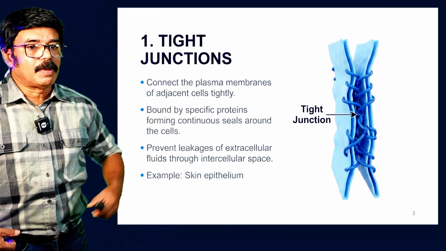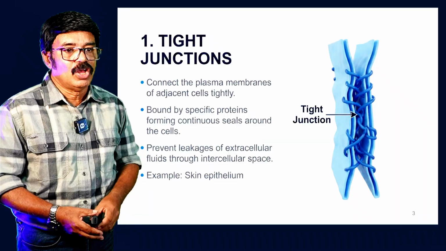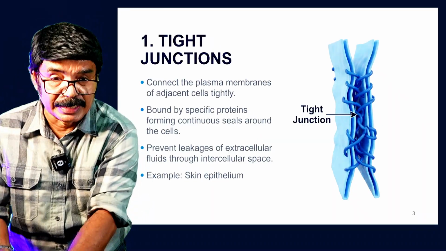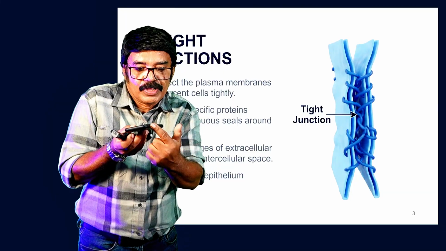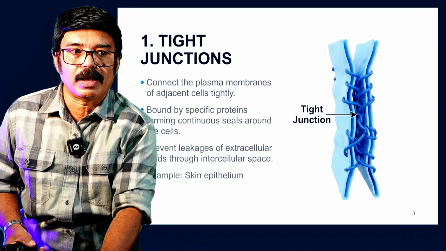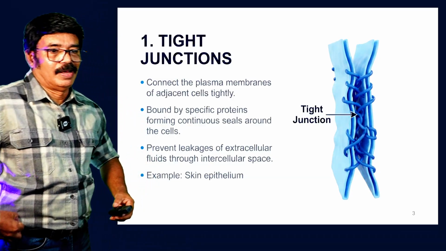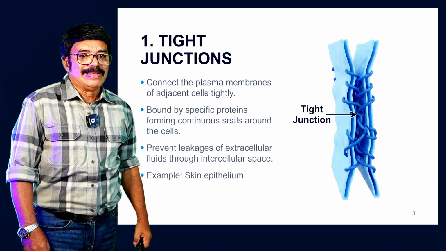So it connects the plasma membranes of adjacent cells, tightly bound by specific proteins forming continuous seals. Yeah, that is what I told you. Continuous seals. If this part is not sealed, everything would go to the other side. Clear? Yeah, that is what is happening here. Bound by specific proteins forming continuous seals around the cell.